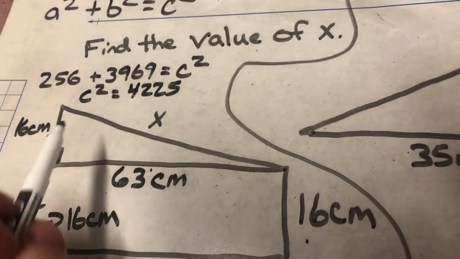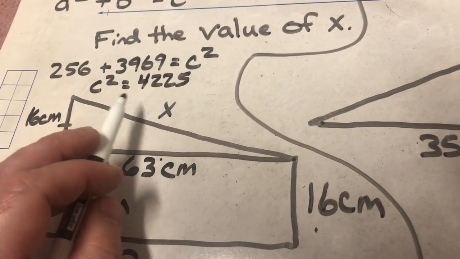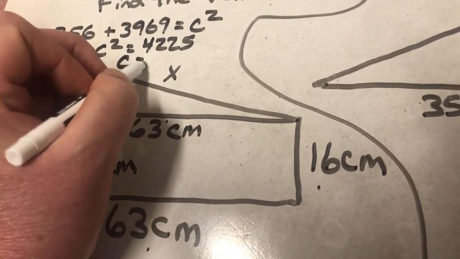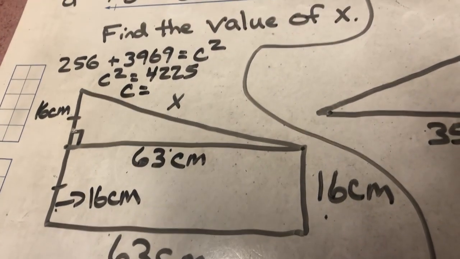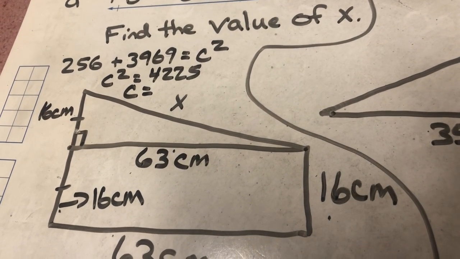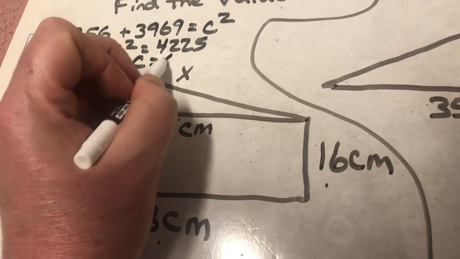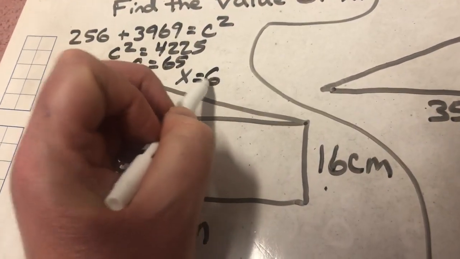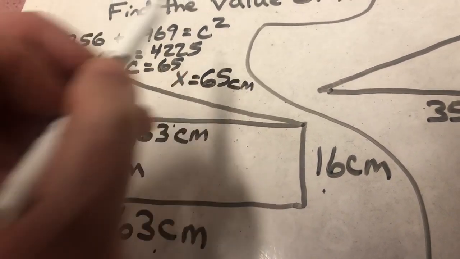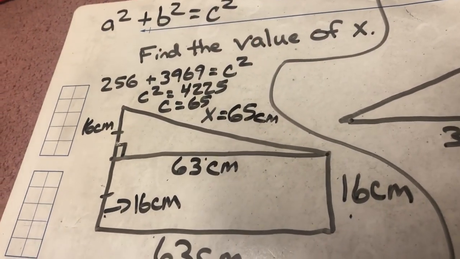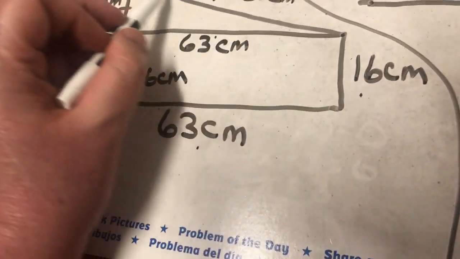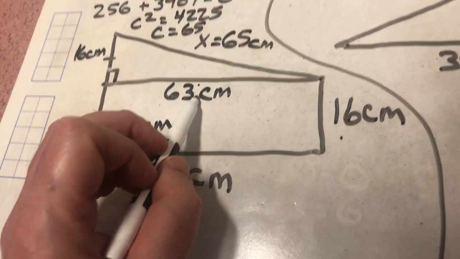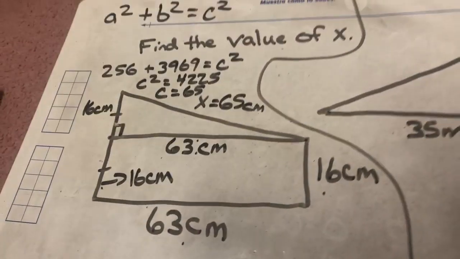4,225. But I don't want to know what c squared equals. I need to know what c equals. I need this length right here. So I just press my square root button with 4,225 still on display, and I get a nice clean answer of 65. And that tells me that x must equal 65 centimeters. And in a right triangle, ladies and gentlemen, the hypotenuse is always the longest side. And sure enough, 16, 63, the hypotenuse is 65.